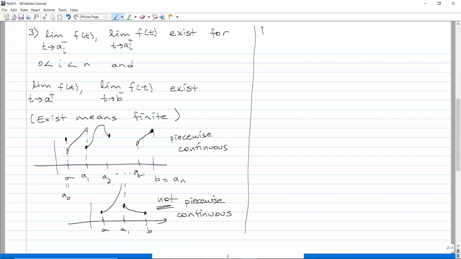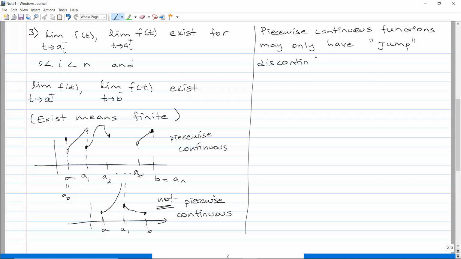So piecewise continuous functions may only have jump discontinuities at A0, A1 up to AN.